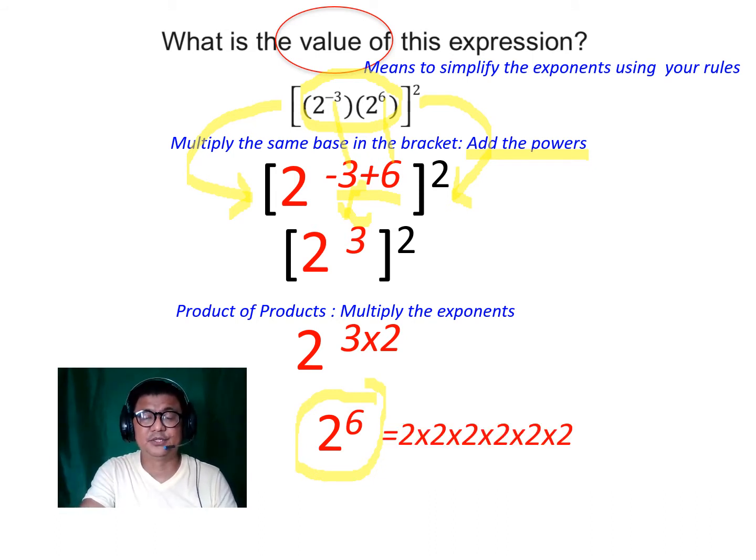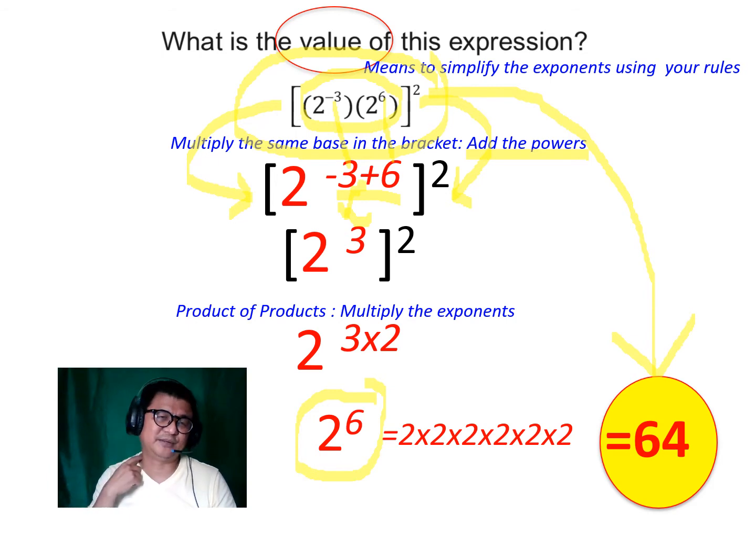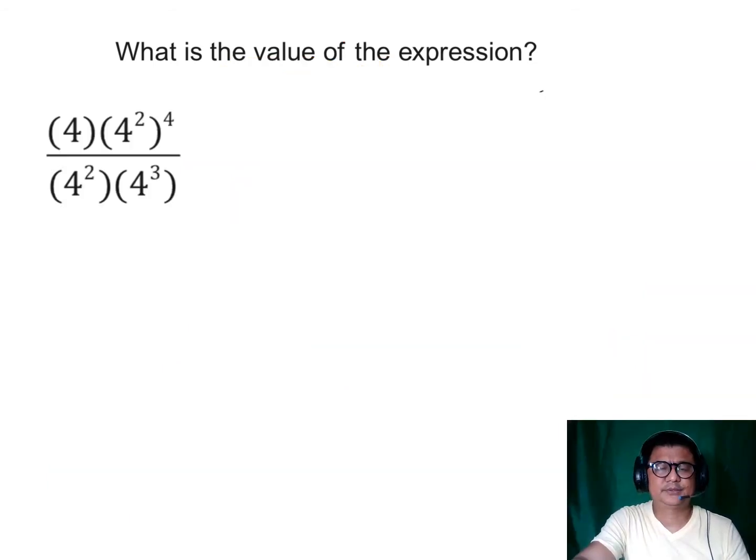So if you multiply that, 2 times 2 times 2 times 2 times 2 times 2, you'll get 64. So don't be scared with that. 64, this big expression over here, simply means the number 64. Okay, good job. Okay, next we have another one.